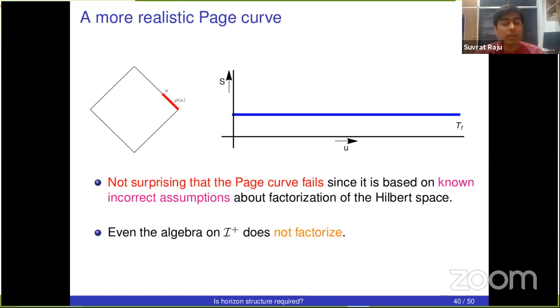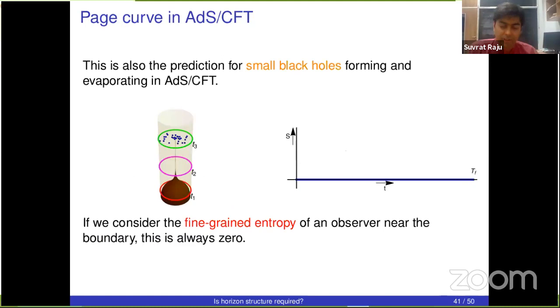And that is ultimately the reason why I think the Page curve is not followed for this slice of null infinity. Now you might say that's very surprising. You've never seen a curve like this, but in fact you have seen a curve like this. And the place you have seen a curve like this, and I think this is a closer model to evaporation of black holes in flat space, is if you think of small black holes forming and evaporating in AdS/CFT.